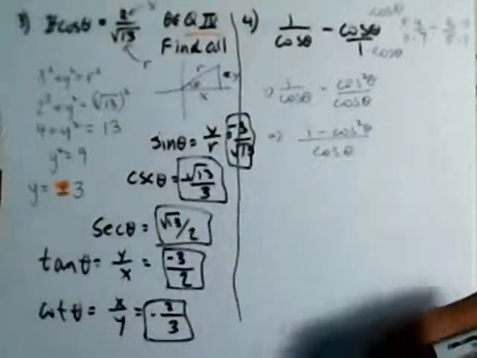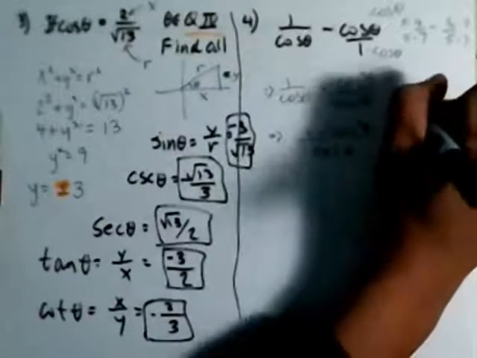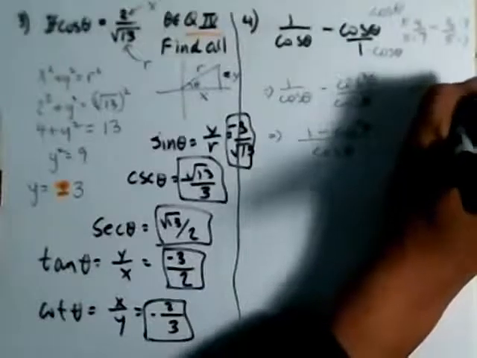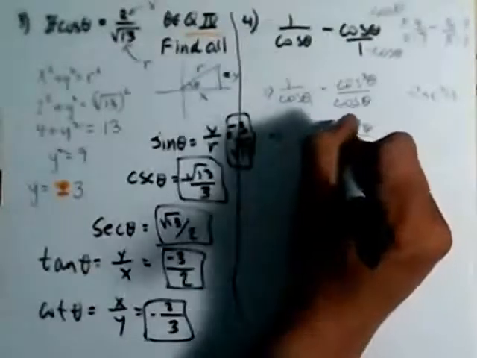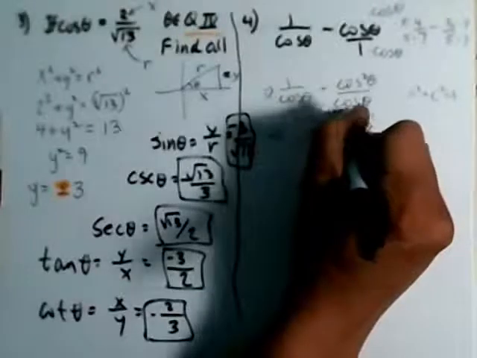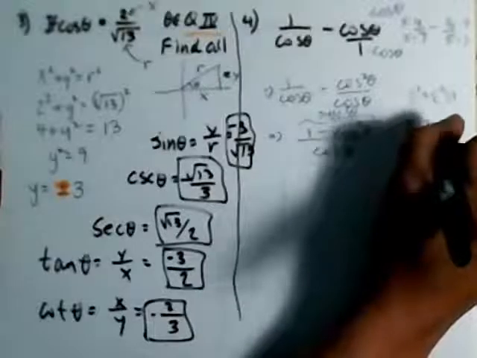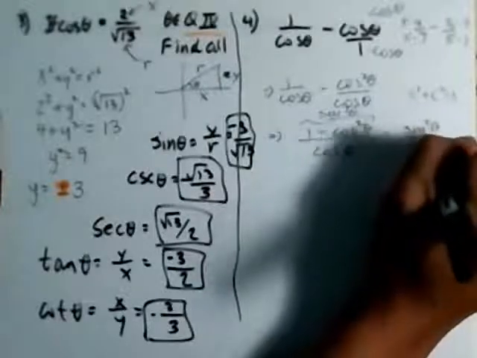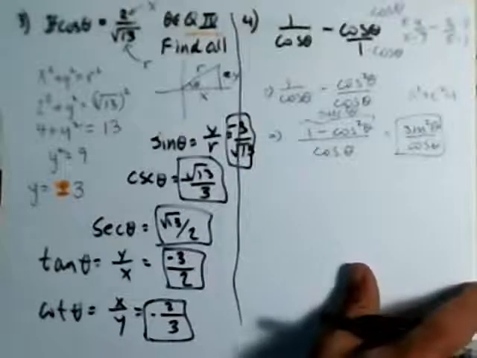If you leave it like this, the teacher will mark it off. We know that sine squared plus cosine squared is equal to 1. If I move the cosine squared to the right side, this whole thing becomes sine squared of theta. So that becomes sine squared of theta over the cosine of theta. Okay? Some basic information right there. Let's do the next problem.